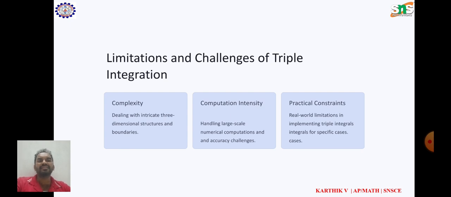Limitations and challenges of integration. First one, complexity. Triple integration can become extremely complex, especially when dealing with irregularly shaped regions or functions. Second one, computational resources. Computing triple integrals, particularly for complicated functions or regions, can be computationally intensive. Third one, choice of coordinates. Selecting the appropriate coordinate system for triple integration is crucial. Determining the limits of integration. Finding the correct limits of integration for a given region in three-dimensional space can be challenging.